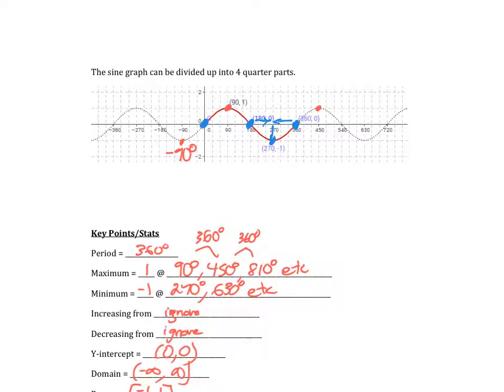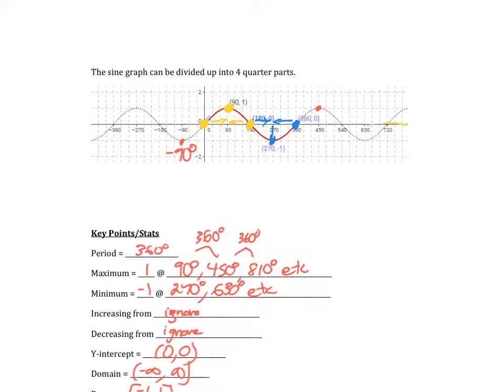Let me switch colors. Let's go to yellow. At 0 and 180, halfway between 0 and 180 is 90, and I had a max point. So notice that your maxes and mins occur halfway between those points, those x-intercept points. And I just want to introduce one other concept to you guys.